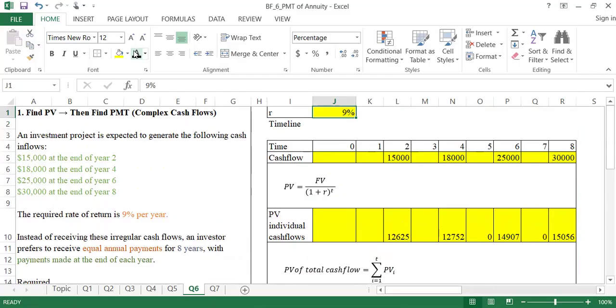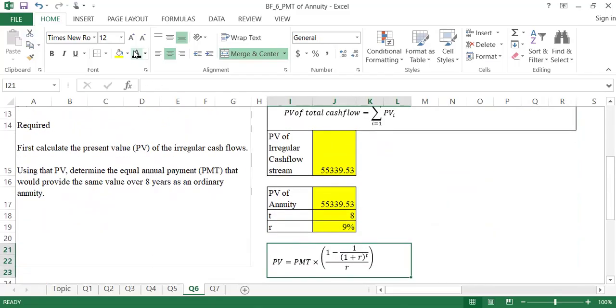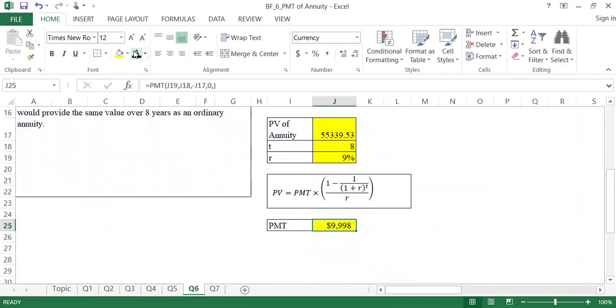In the second part, it's asking you what annual annuity will convert this irregular stream into an annuity. So rather than having 15,000, 18,000, 25,000, and 30,000 payments, 8 years, if you give me 9,998 rupees every year, the two cash flow streams will have the same amount of money.